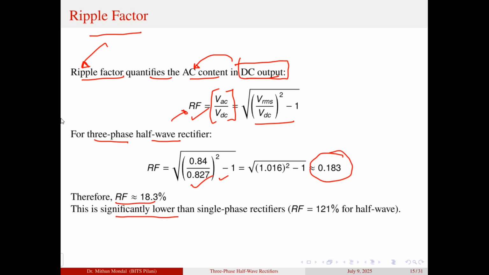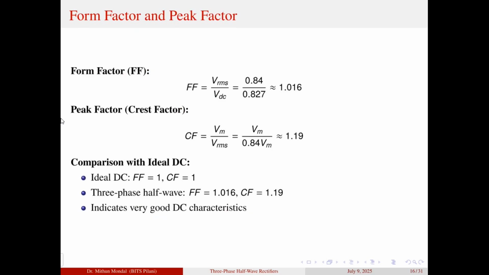And it is significantly lower than the single-phase rectifier, which is around 121% for the half wave. So obviously, the three-phase half-wave rectifier, whose ripple percentage is 18.3, is advantageous as compared to the single-phase rectifiers having 121% as the ripple factor.